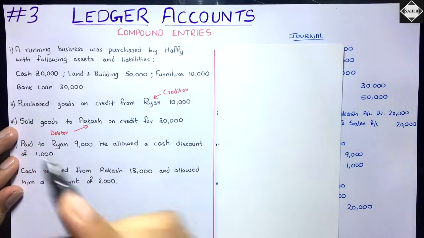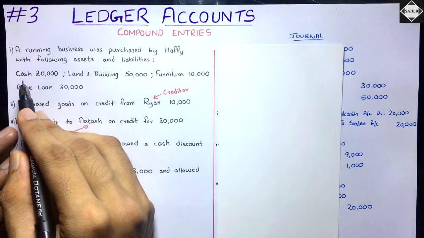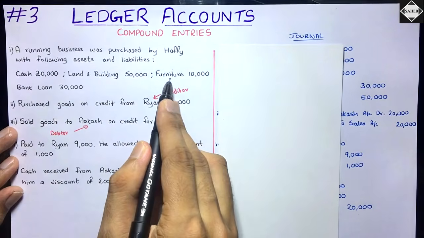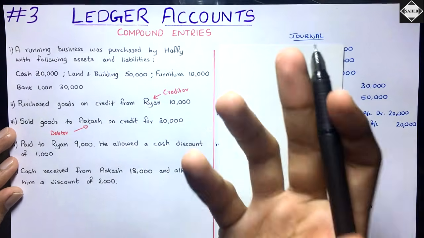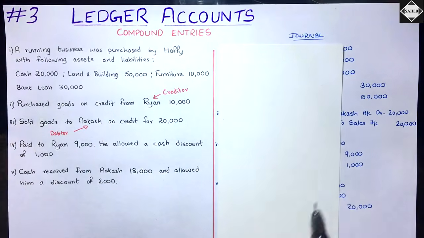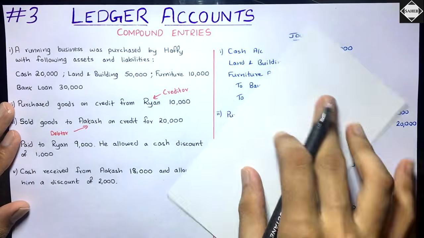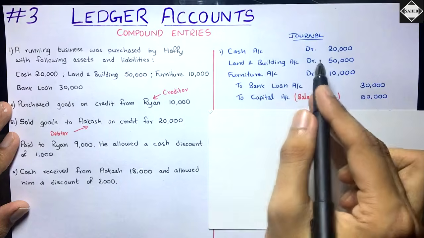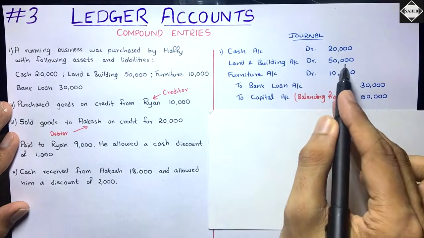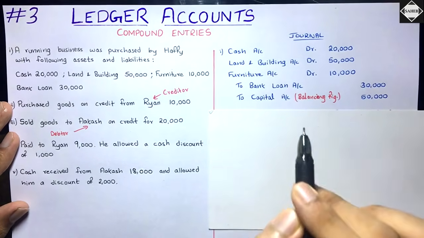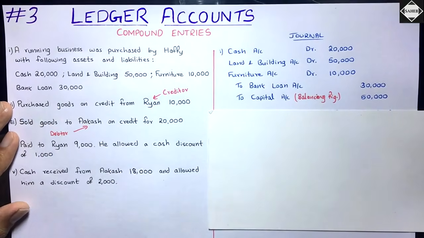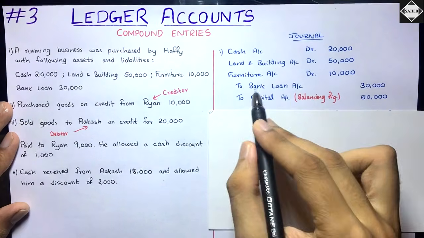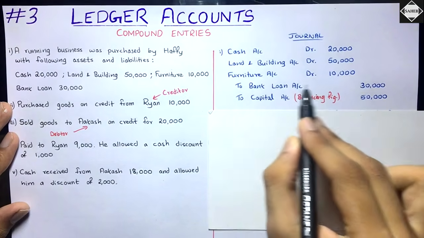So you have to see in which category each falls. Cash account is an asset account, land and building is an asset account, furniture is an asset account. If these 3 things are increasing, you have to debit. Asset increases, we debit. That's how we record the assets. So cash account debit 20,000, land and building account debit 50,000, furniture account debit 10,000. Then you have the bank loan. Bank loan is a liability, an obligation. You have to pay the bank loan, so it is a liability and you have to credit it.